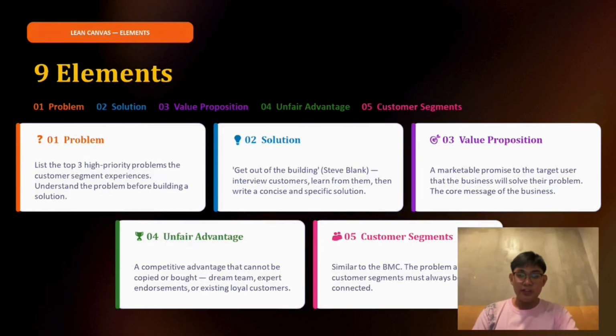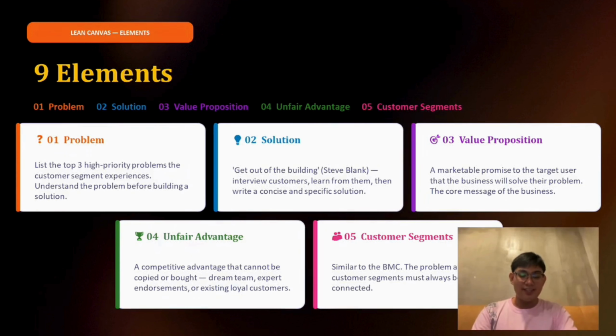Solution is gotten through interviews, interviewing customers, learning from them, and then writing a concise or specific solution, or how the business solves the problem. For example, an app with easy review lessons. Like, for example, po, Google Drive, which could help students a lot in organizing information. And next is the value proposition.